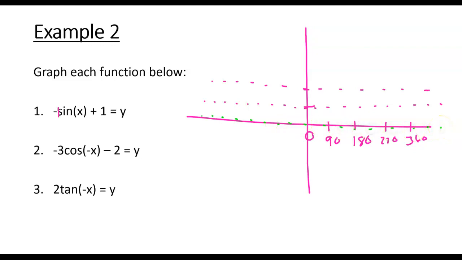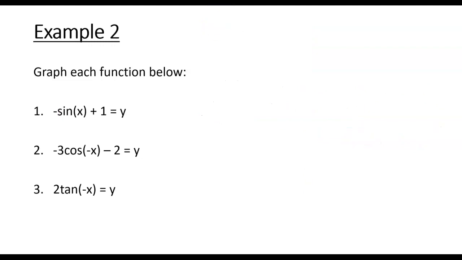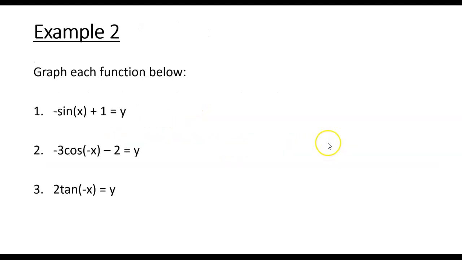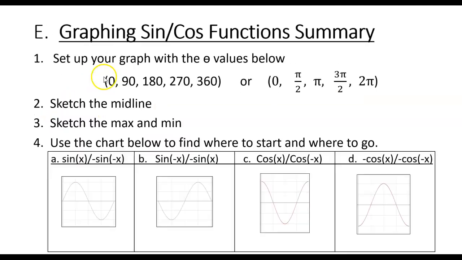I did green there just so you could see the difference since it's right on top of the axis. All right. The next thing we're going to do is, after you sketch your max and min, you're going to use the chart below to figure out where to start and where to go. Now, as you can see here, I've got a negative sign. There's no negative on the inside, just a negative in the front. So when that happens, that's this one right here. And so my graph is going to start at the midline and go down.